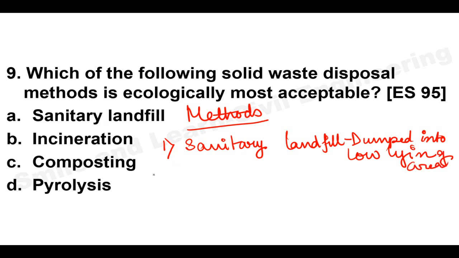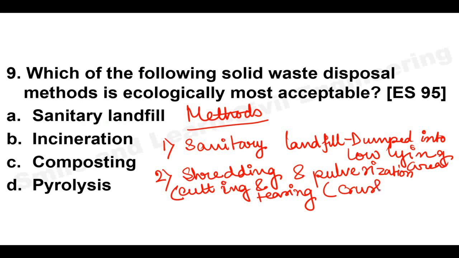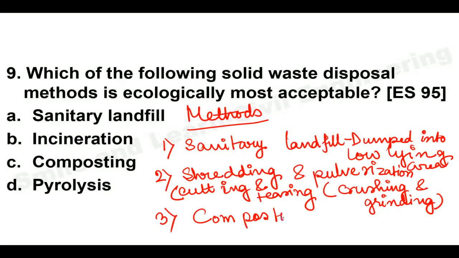The next method, number 2, is shredding and pulverization. Now, what are shredding and pulverization, and why are they done? Shredding takes care of cutting and tearing; the wastes are cut and torn. Pulverization takes care of crushing and grinding. The third method is composting. We have discussed composting. Composting is much more accepted and is actually ecologically most acceptable. So option C is the correct answer.